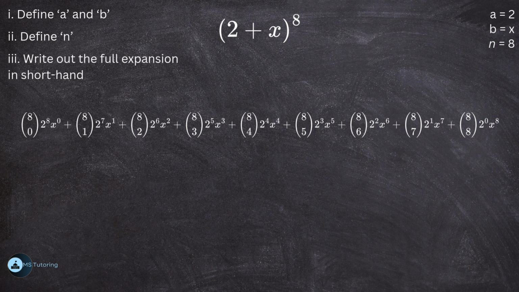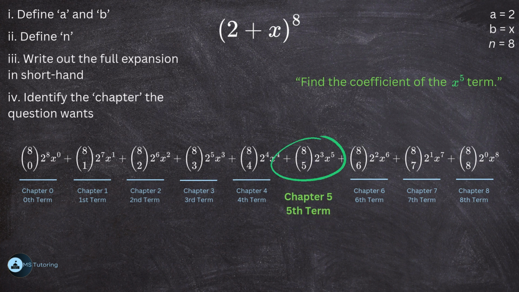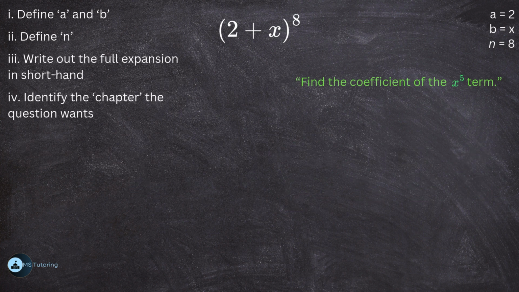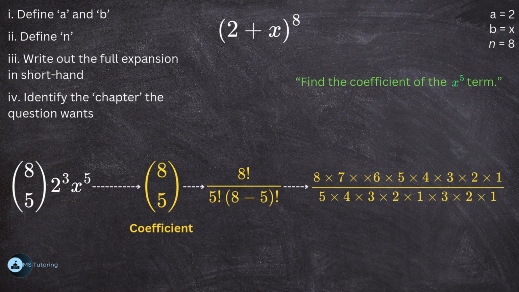This approach allows us to have a bird's eye view of the entire operation and enables us to answer questions like, find the coefficient of the x to the power 5 term. Here we can quickly see that our x to the 5 term takes place during the 5th chapter of our storyline. And just like an index for a book, we can easily jump straight to that part of our binomial expansion story and begin calculating our coefficient.